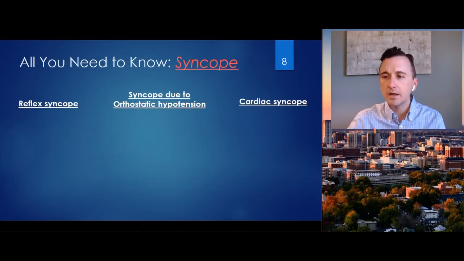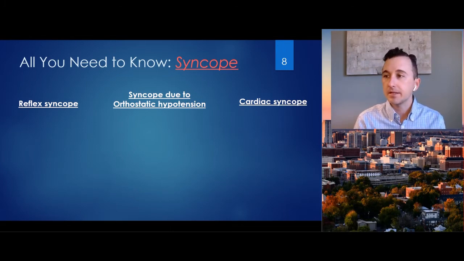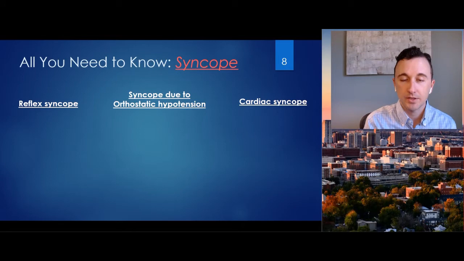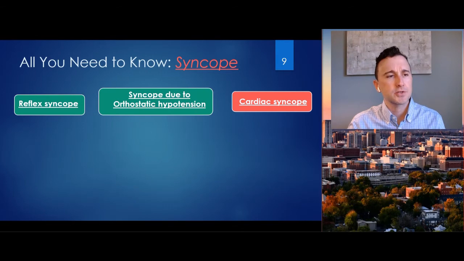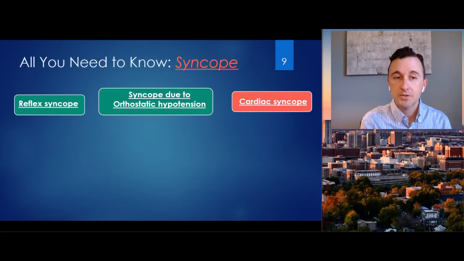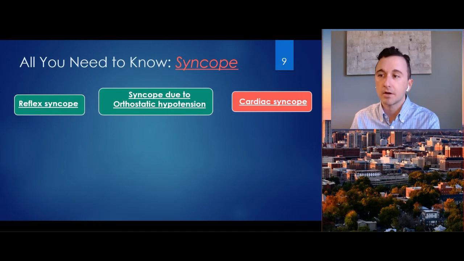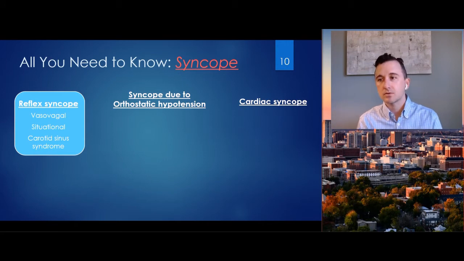Okay. Now, the second thing you need to know about syncope are the different types or the causes of syncope. So syncope is typically categorized into these three domains. It's either reflex syncope, or what we call vasovagal syncope, syncope due to orthostatic hypotension, or cardiac syncope. Okay. Now we're going to talk more about risk here soon, but in general, most cases of reflex syncope are low risk, and most cases of syncope due to orthostatic hypotension are low risk, whereas most cases of cardiac syncope are considered higher risk.